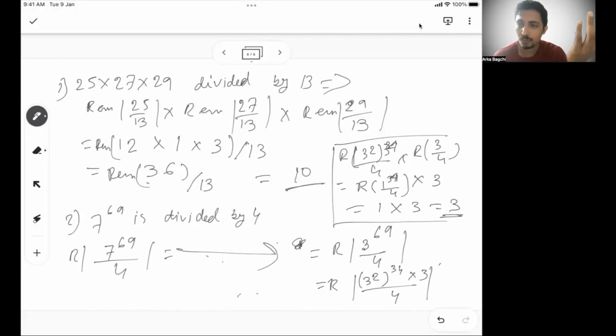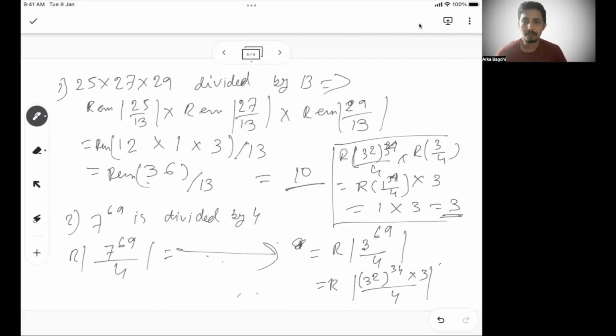1 to the power 34 is 1, when divided by 4 gives me a remainder of 1. The 3 that is left, when divided by 4 gives me a remainder of 3. So that becomes 1 into 3, 3. So that's how you can calculate the remainder.